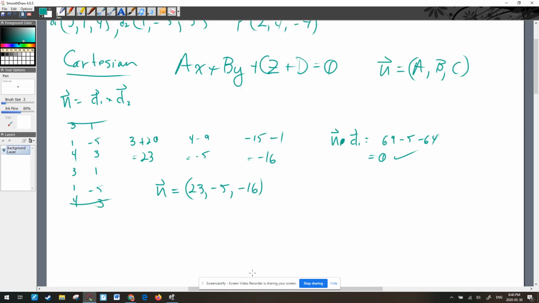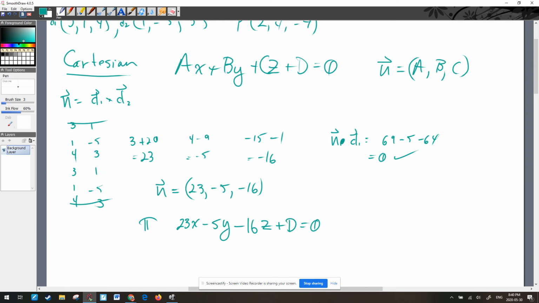Okay, so we're a little bit further along. We know that the normal vector is a, b, and c. Now, if this wasn't in lowest terms, now would be the time to put it into lowest terms. Or if it had a negative leading coefficient, you'd multiply through by negative 1 to make it positive. 23 is a prime number and it's positive, so I know this can't be reduced. So this particular plane is going to look like 23x minus 5y minus 16z plus d equals 0.